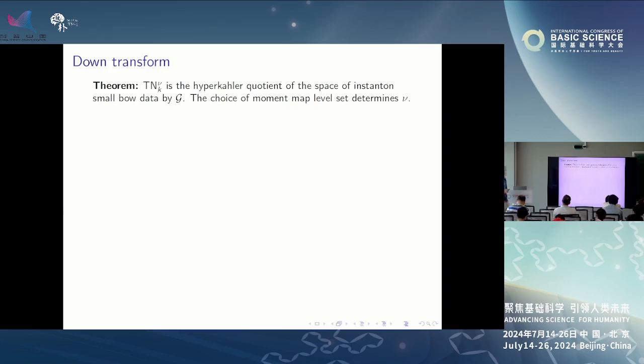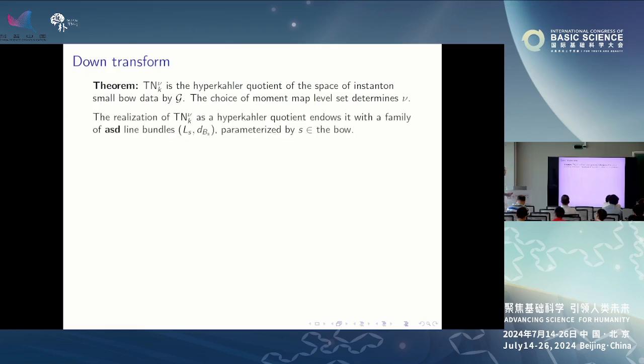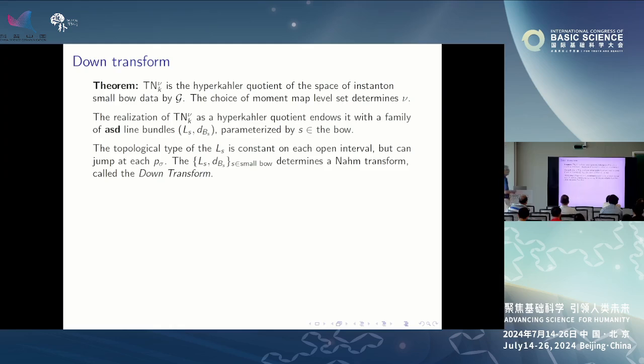So that tells us that this is a good setup for doing Nahm transform, because now we have a moduli space going in two directions. And since we've realized that multi-center Taub-NUT is a hyperkähler quotient, that naturally gives us a family of anti-self-dual line bundles, just given to you from the construction, that are parametrized by the points S in the bow. And once again, the topological type of the L_S is going to be constant on each of the open intervals that we introduced before, but can jump at each p sigma.